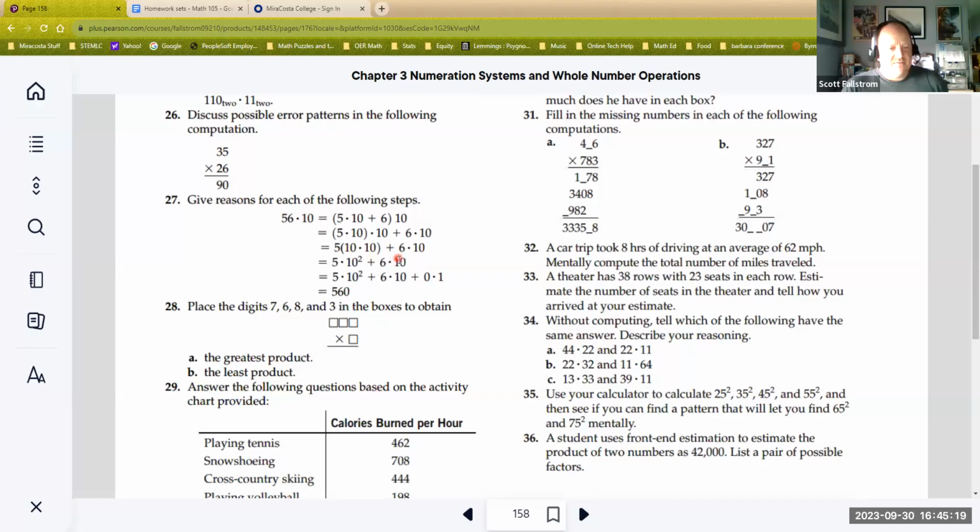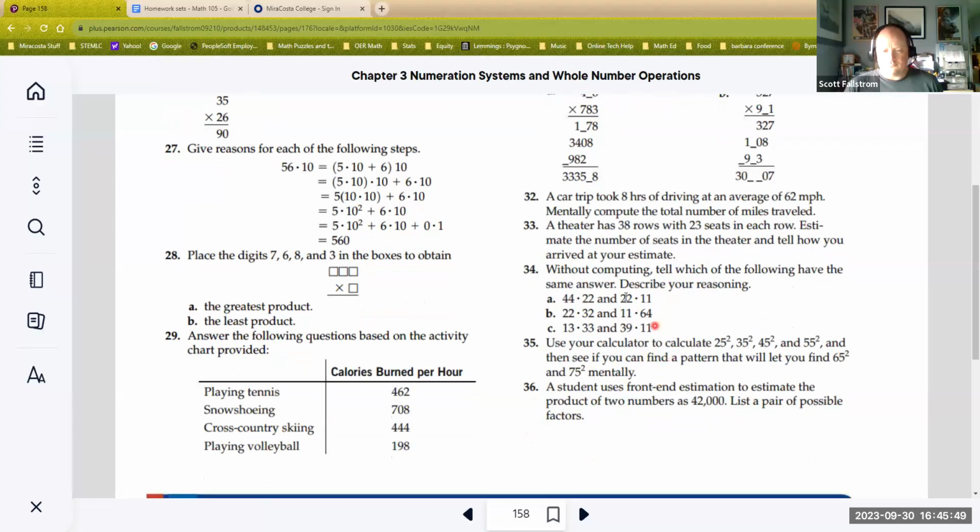Let's see here, gives reasons for this step. So your properties: expansion, distributive property, commutative if needed, regrouping, and then simplifying. Place the digits in the box to obtain the greatest product and the least product. Ooh, yeah, that's actually a really good question. So how can I make the biggest answer possible? What should be in the hundreds place? What should be in the ones place to make the biggest thing possible? Again, keep that in mind as you do it.